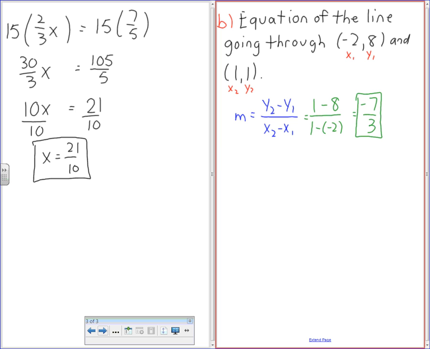Is it okay to have a fraction for a slope? Yes, it is. All that means on your graph is I'd be going down 7, right 3 to get from point to point. And that's fine. I have no issue with that. All right, Caleb, how do I get my y-intercept now?